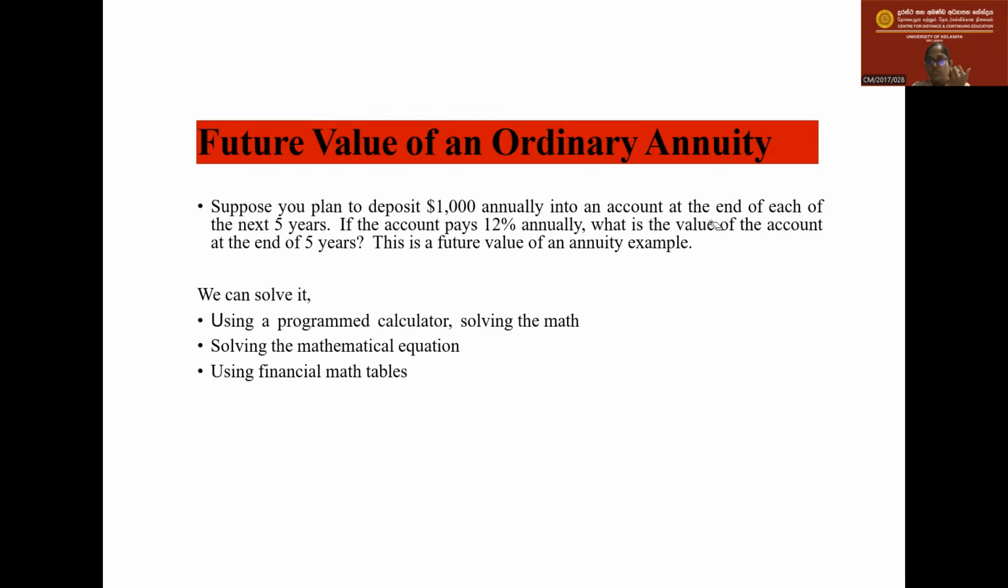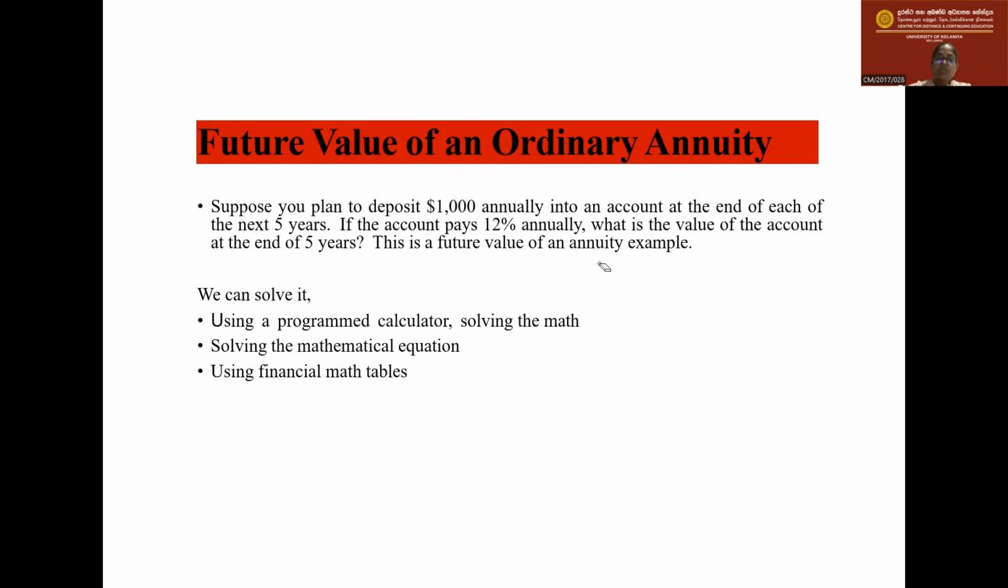But by looking just at the end or beginning, we can't decide whether it's an ordinary annuity or an annuity due. We have to read the question carefully. If the account pays 12% annually, what is the value of the account at the end of 5 years? So you can see here 1,000 is being deposited at the end of each of the next 5 years.